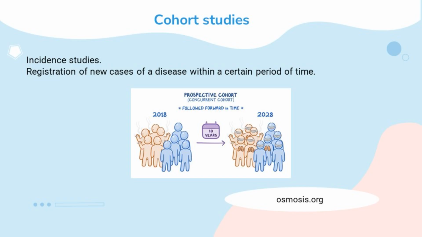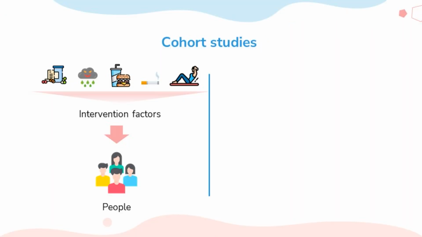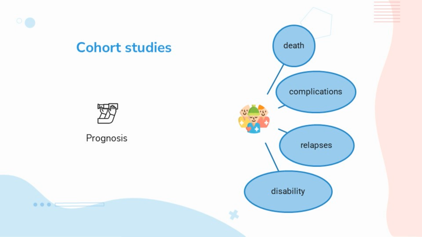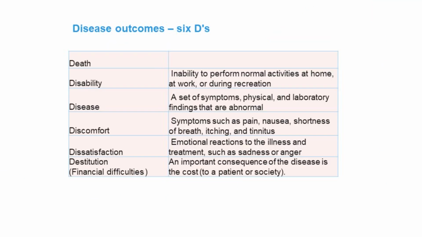A cohort risk study is also called an incidence study because the primary method of assessment is to record new cases of a disease over a specified time period. Risk factor studies are usually conducted on healthy people, whereas prognostic factors, conditions associated with specific disease outcomes, are, by definition, studied in patients. In terms of prognosis, many outcomes are considered, including death, complications, relapses, and disabilities. There are 6 types of disease outcomes, the 6 Ds: death, disability, disease, discomfort, dissatisfaction, and destitution, financial difficulties. Also, of course, patients can become healthy or at least go to remission.